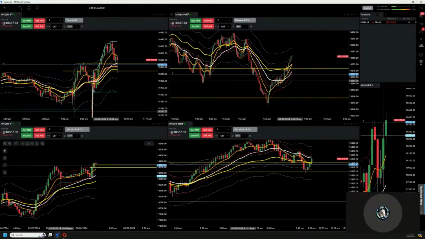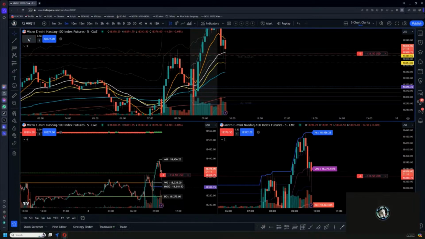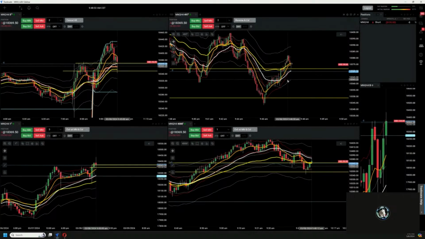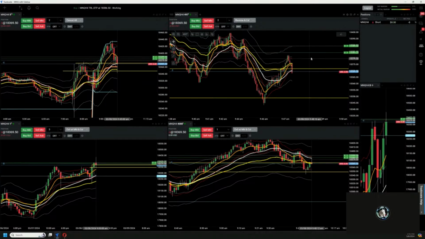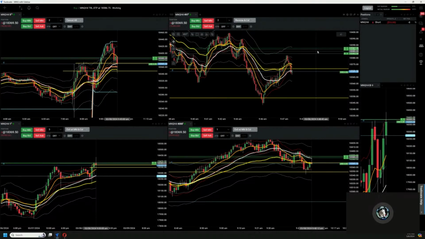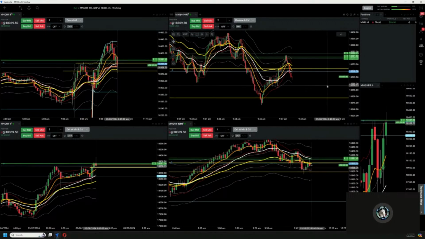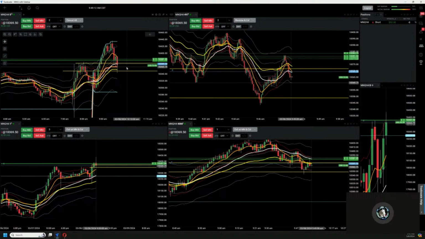That might be a test of the VWAP right there. Order filled. Order filled. So I added 2 more there on that push up. And we'll see here how much strength the downside has, or if it's going to hold the 50. So we're at the 50 test right around 360.